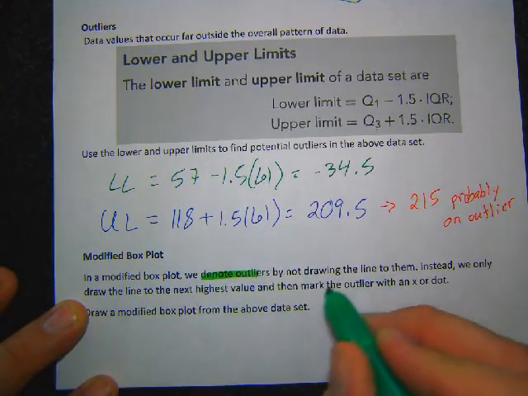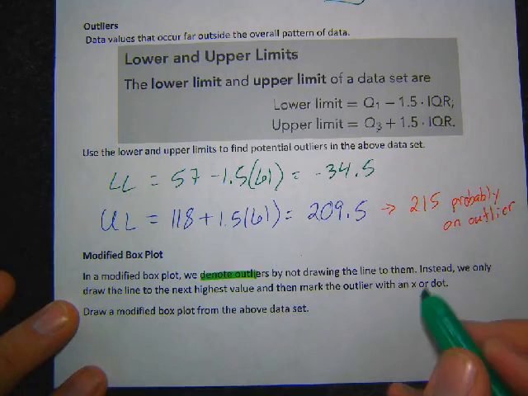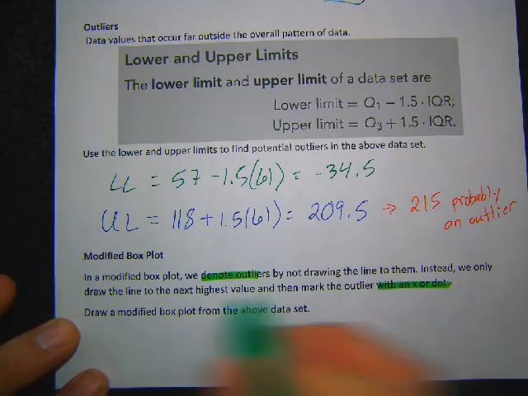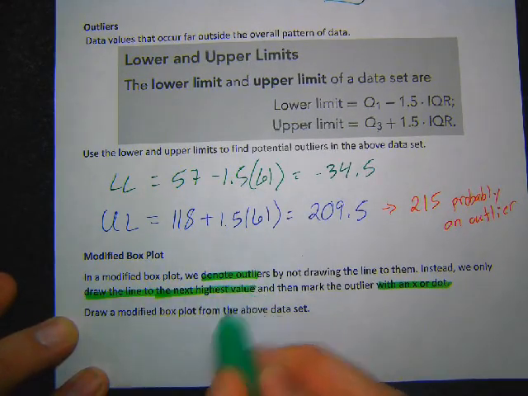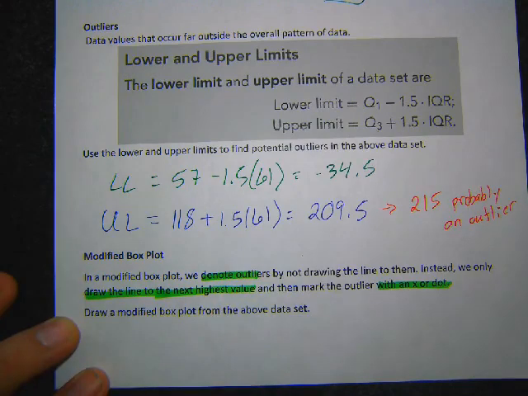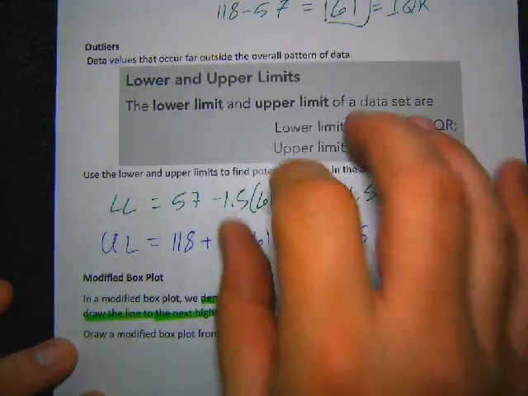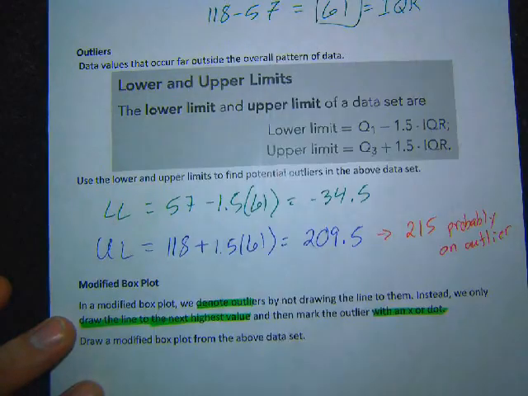So denote outliers with an X or a dot, and we draw the line to the next highest value or next lowest value. So we want to do a modified box plot for this data up here that we just did.